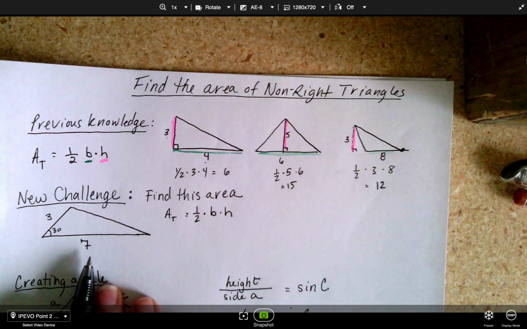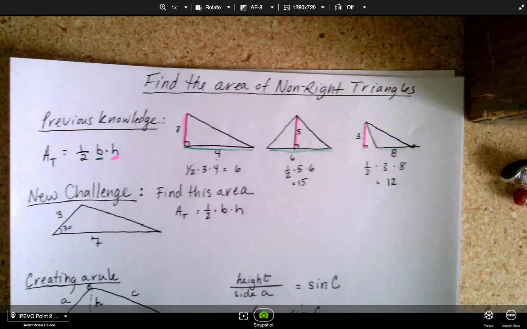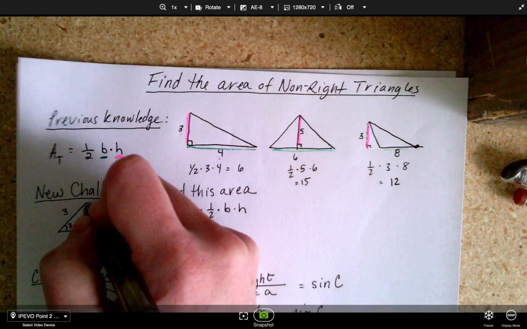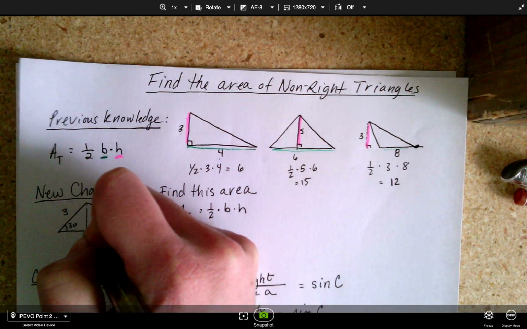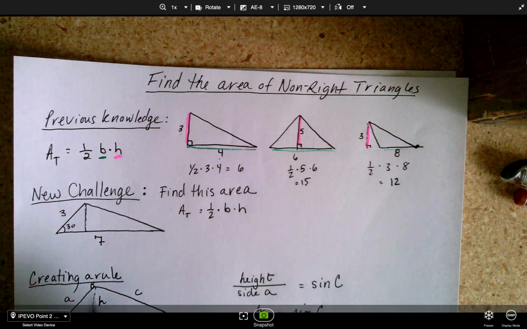So down here, we're going to say, what happens if I'm not given a height? How can I figure this out? What we're going to say is that I have this angle here, and if I happen to know it, that height would be right there, right? That would be where the height is.